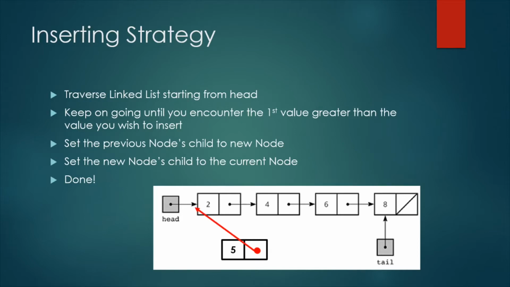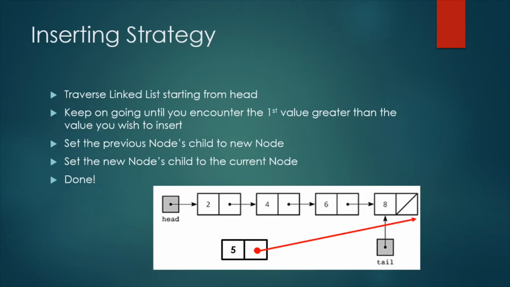If you look at the diagram over here, essentially you're starting from the head, and then you check 2 and 5. 2 is less than 5, so you keep on going. And so you move on to the next node, which is 4. 4 is less than 5, and so then you also keep on going. And then in this case, 6 is greater than 5, so we know that the node 5 has to go before the node with value 6. So we keep track of that information.